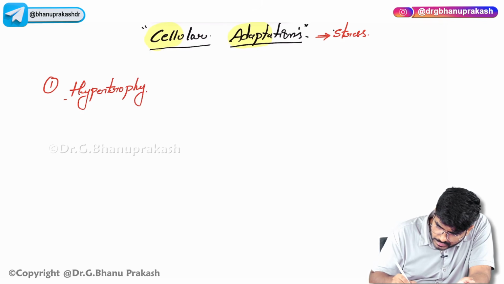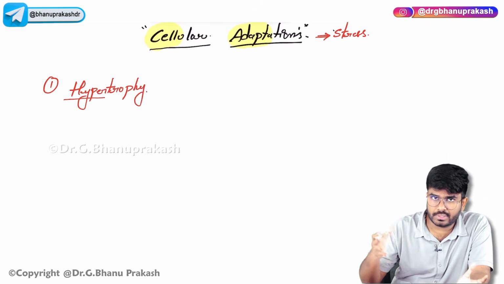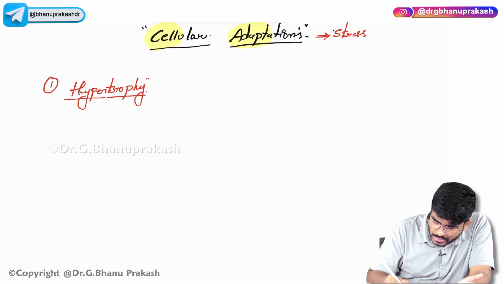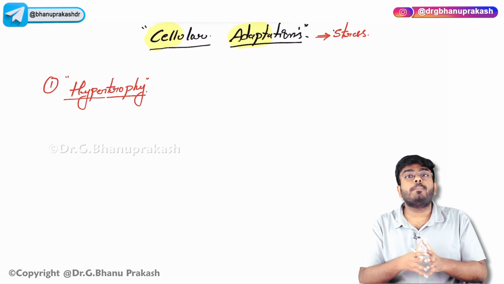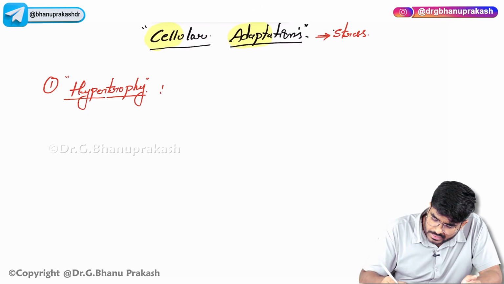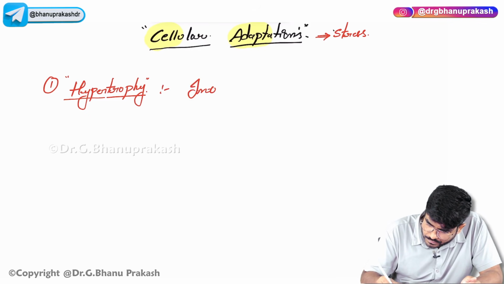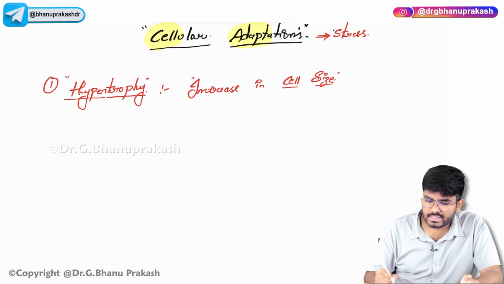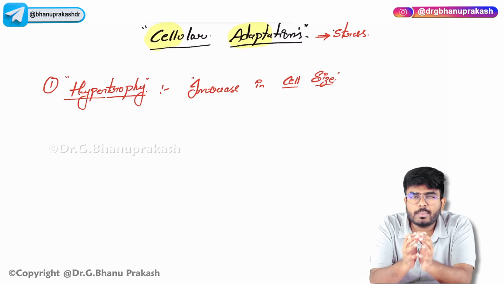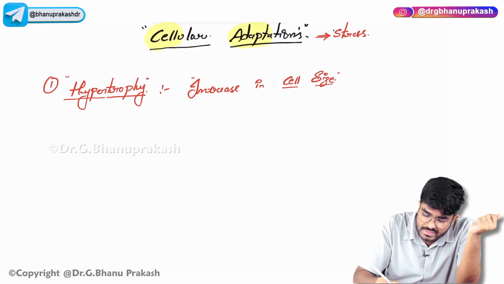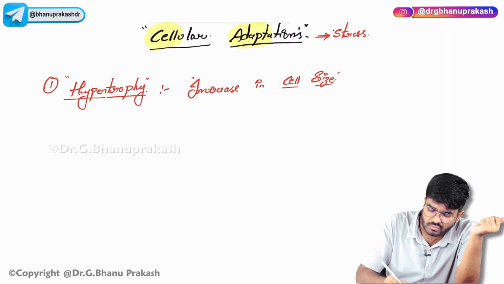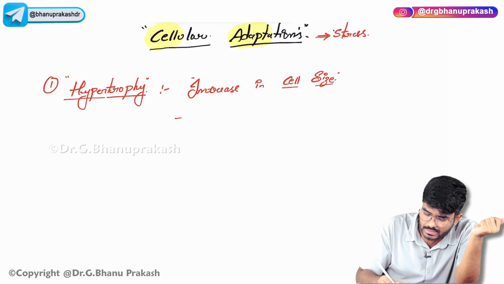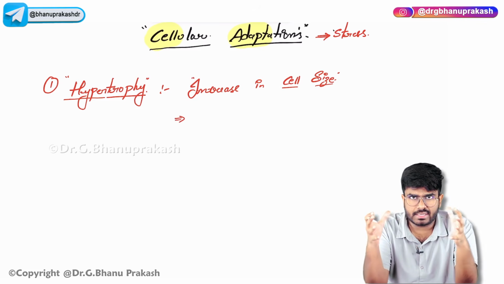Hypertrophy, in the name itself it's there, hyper means big. The cells are getting bigger in size. Hypertrophy means increase in cell size. A cell is becoming big in size. Now why is a cell getting bigger in size? Because of what mechanism? What exactly is happening in that cell so that it is getting bigger in size?